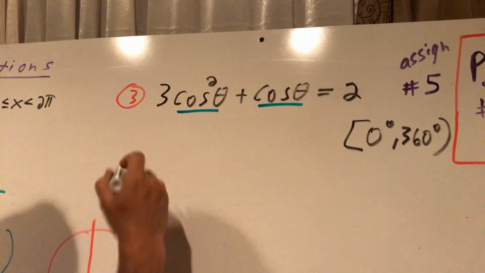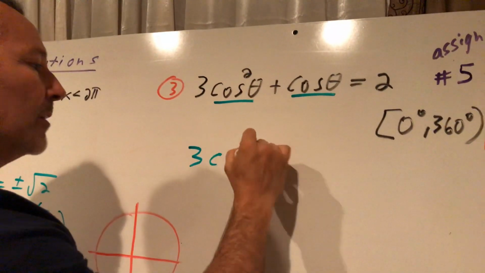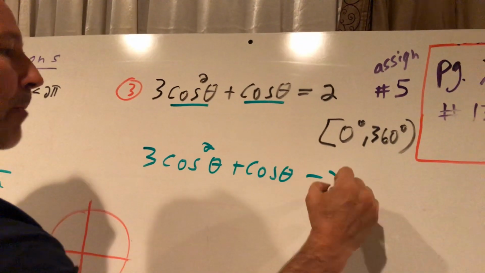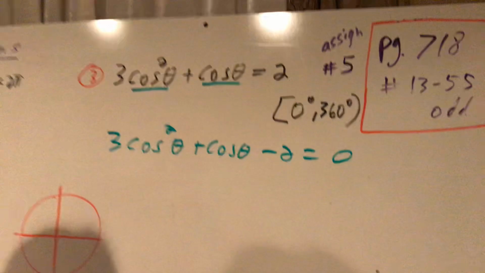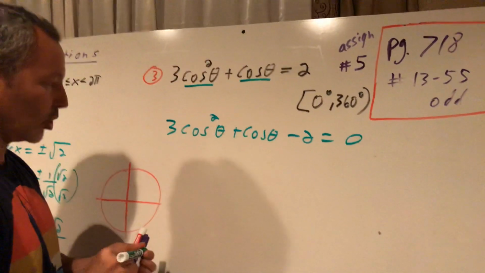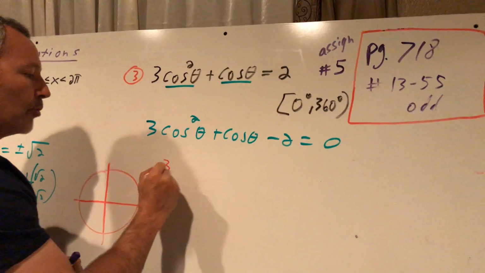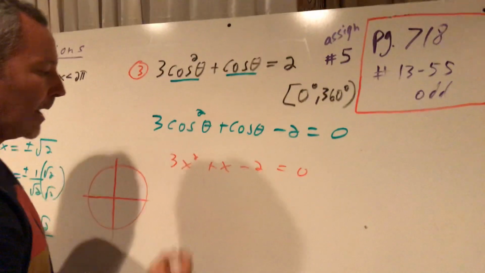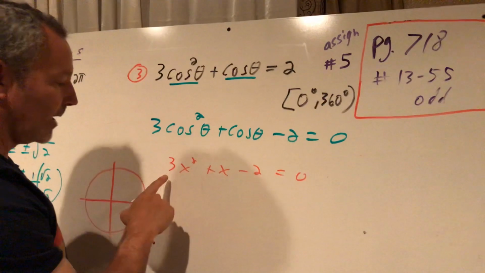So we're looking to factor. So 3 cosine squared theta plus cosine theta minus 2 equals 0. And now what we're really thinking in terms of is 3x squared plus x minus 2 equals 0. And I'm going to try to factor that trinomial. It has a number in the front.